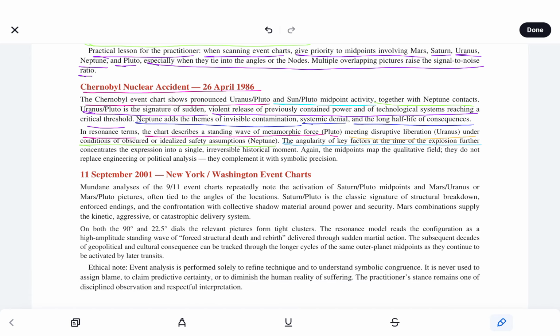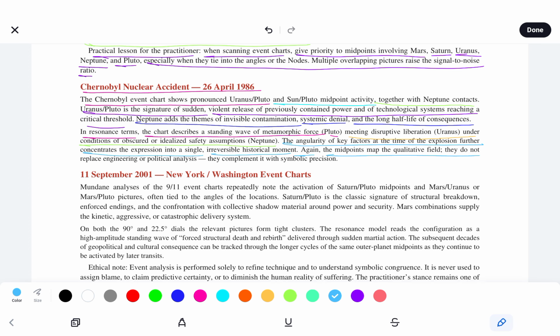The angularity of key factors at the time of the explosion further concentrates the expression into a single irreversible historical moment. Again, the midpoints map the qualitative field. They do not replace engineering or political analysis. They complement it with symbolic precision.